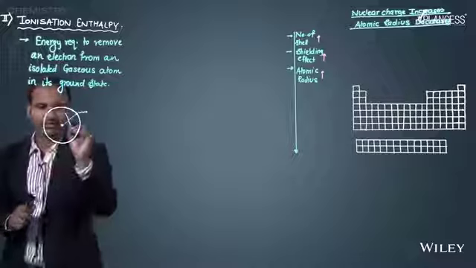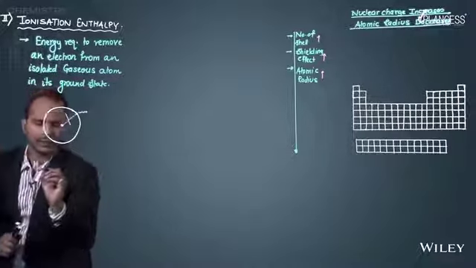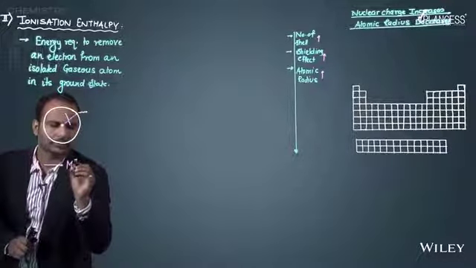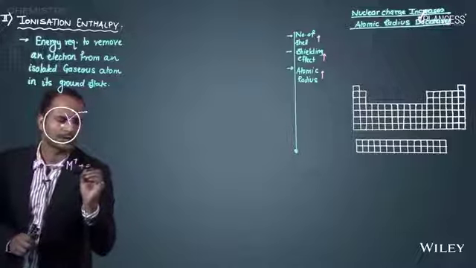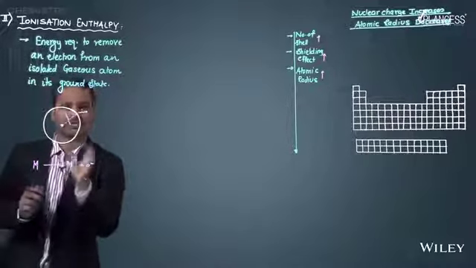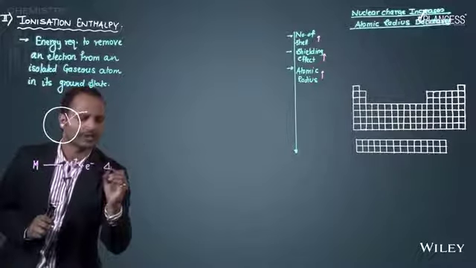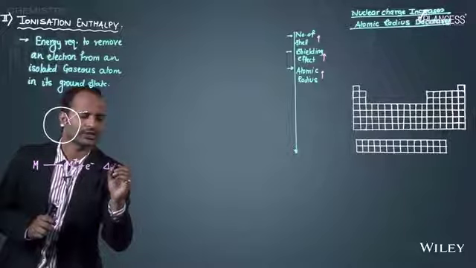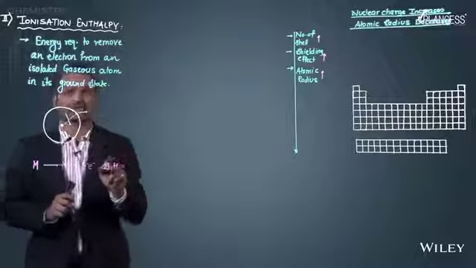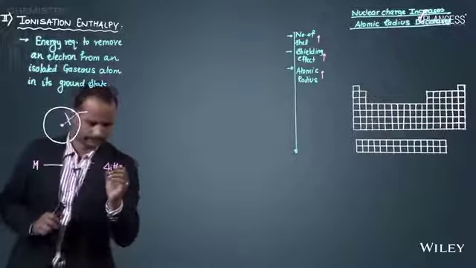For example, suppose this is an element M. Here I am removing one electron. After removing one electron, it will be converted into M plus, as one electron is lost. During this process, some amount of energy is required to remove the electron, and whatever energy is required is called ionization enthalpy, that is delta H. It is represented by I between delta and H, or sometimes we use the term IE also.